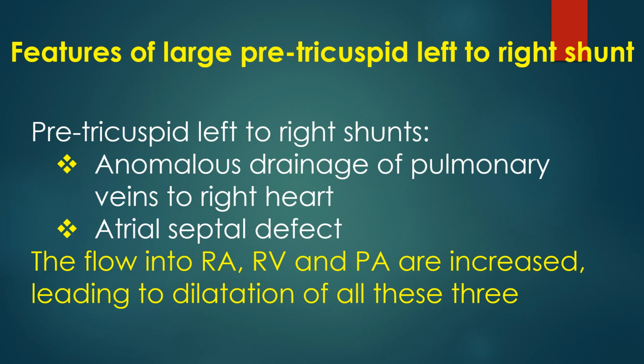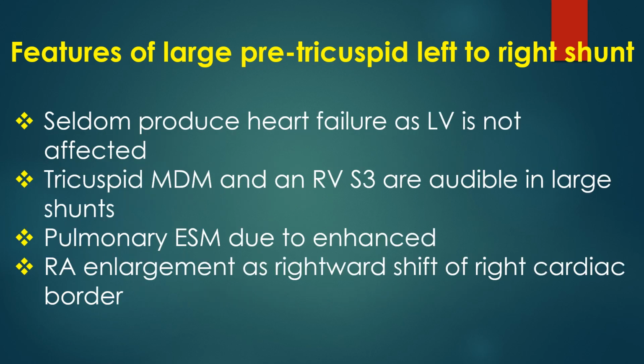The flow into the right atrium, right ventricle and pulmonary artery are increased, leading to dilatation of all these chambers. Pre-tricuspid shunts seldom produce heart failure as the LV is not affected. Tricuspid diastolic flow murmur and an RV third heart sound are audible in case of large shunts. Pulmonary ejection systolic murmur due to enhanced flow is universal and in fact more easily audible than the tricuspid flow murmur. RA enlargement may be recognizable clinically by the rightward enlargement of the right cardiac border.